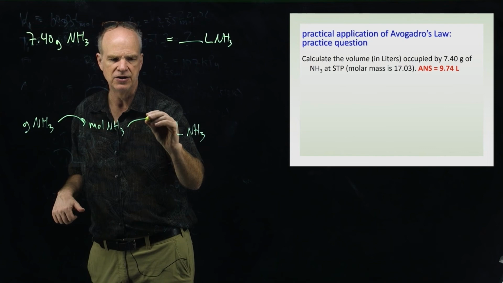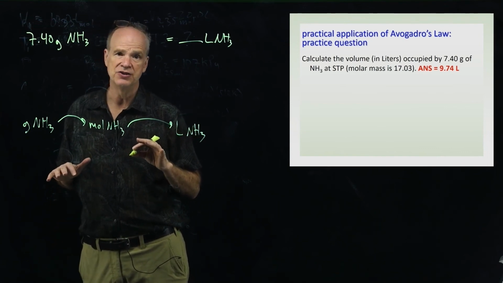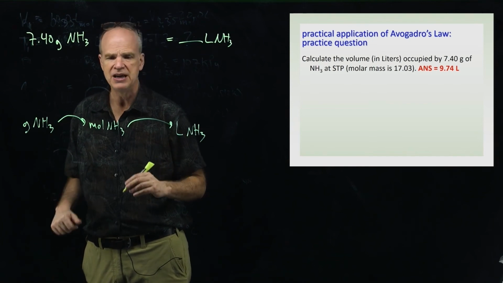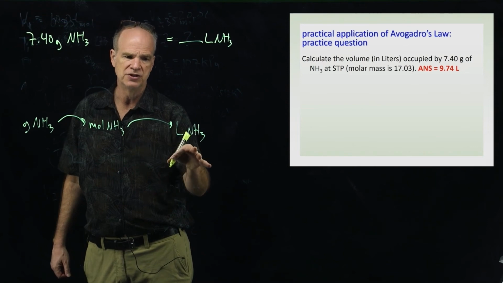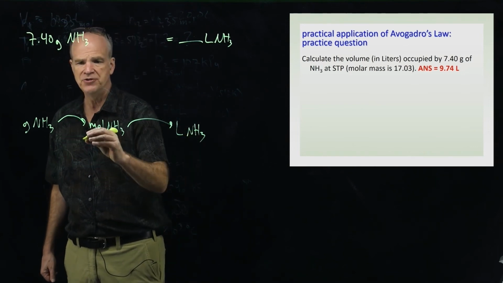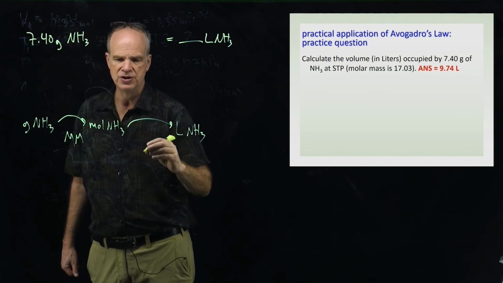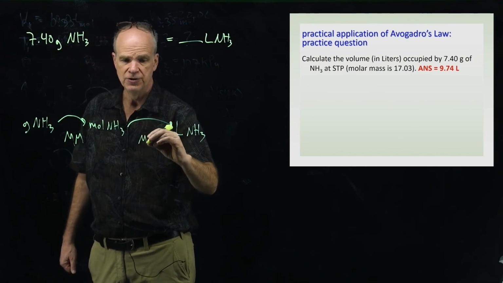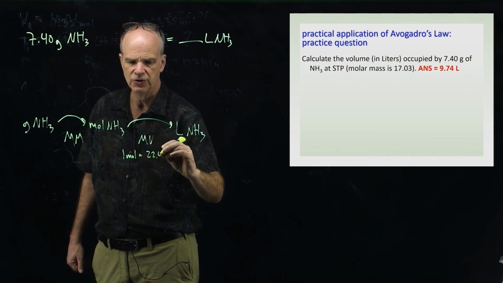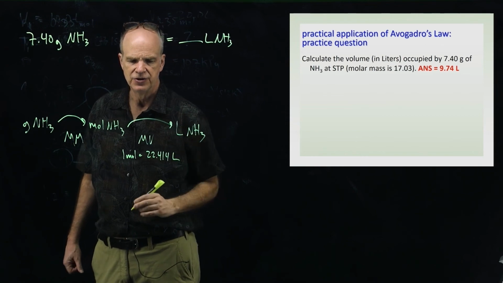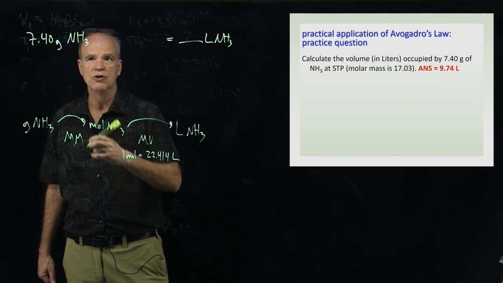So remember, when we're at standard temperature and pressure, 1 mole of any gas occupies 22.414 liters of space. And so we can easily convert moles of ammonia to liters of ammonia knowing that. So grams to moles is just the molar mass, and then moles to liters of ammonia is molar volume, which is, again, 1 mole of any gas occupies 22.414 liters of volume. Okay, so what we can do is go ahead and solve the problem.